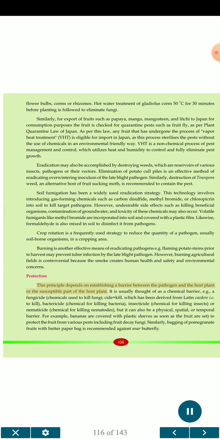Protection. This principle depends on establishing a barrier between the pathogen and the host plant or the susceptible part of the host plant. It is usually thought of as a chemical barrier, e.g., a fungicide, chemicals used to kill fungi, where the suffix -cide equals kill, which has been derived from Latin caedere, i.e. to kill; bactericide, chemical for killing bacteria; insecticide, chemical for killing insects; or nematicide, chemical for killing nematodes. But it can also be a physical, spatial, or temporal barrier.